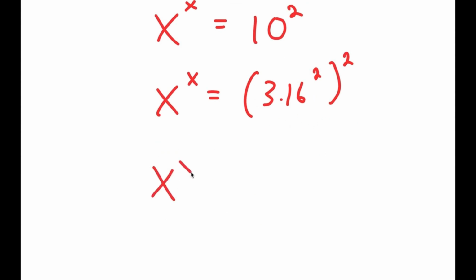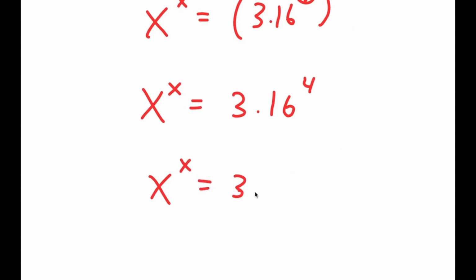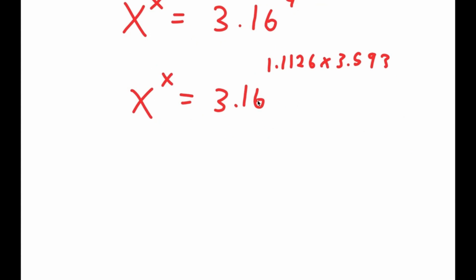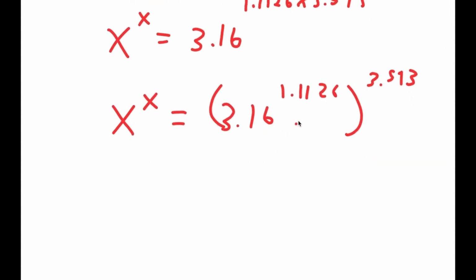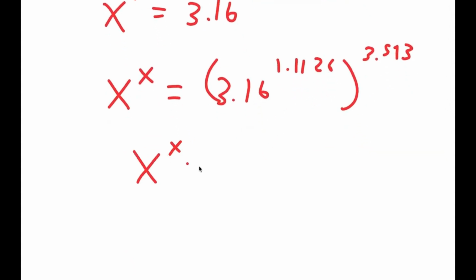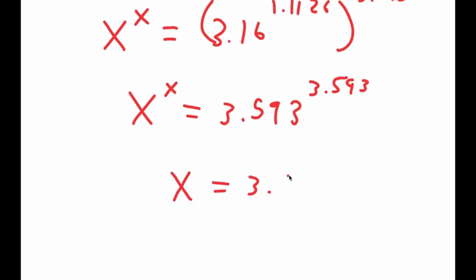Now, this is the same thing as 3.16 to the power of 4 because these two multiply. And now I can rewrite 4 here as 1.1126 times 3.593. And the reason I'm doing this is so I can write this as 3.16 to the power of 1.1126 to the power of 3.593. And 3.16 to the power of 1.1126 is 3.593. So I get x to the power of x is equal to 3.593 to the power of 3.593, meaning x is equal to 3.593.